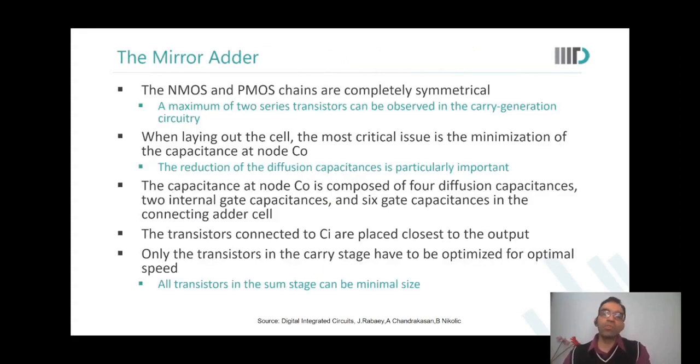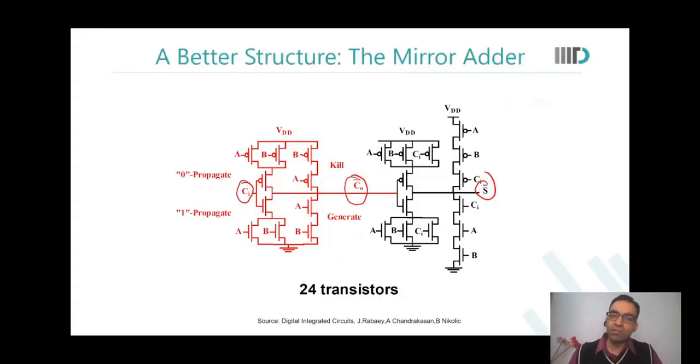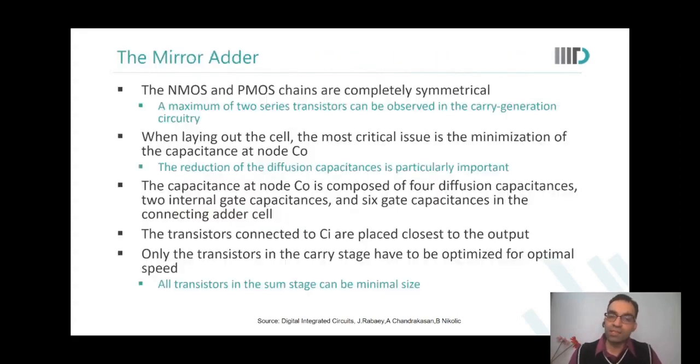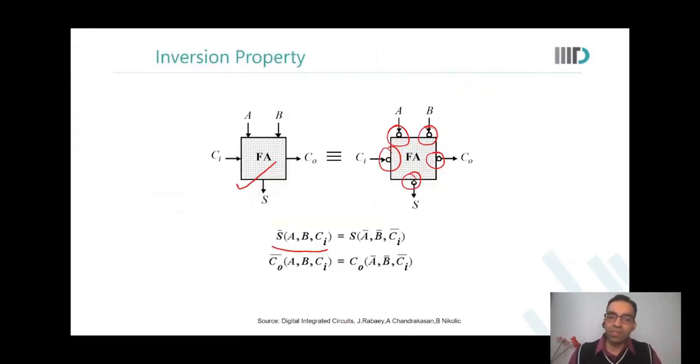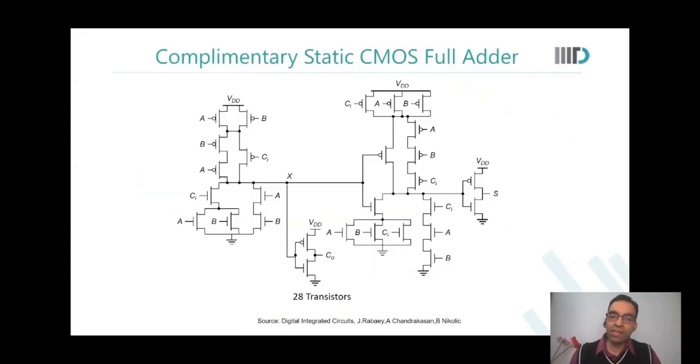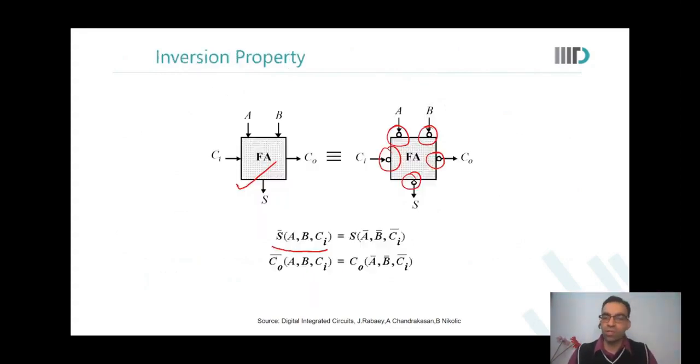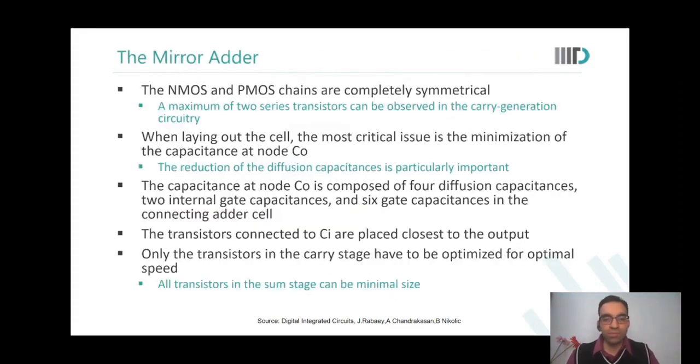Okay? So what are we talking about? For the mirror adder, for example, what we've done is the NMOS and PMOS stacks are completely symmetrical. They are very similar to each other. And I think from the discussion that we have had till now, you must have already realized that the load on Cout, or the capacitances linked to generation of Cout, should be kept as low as possible. Why is that? Why should the capacitances linked to generation of CO be kept as low as possible?